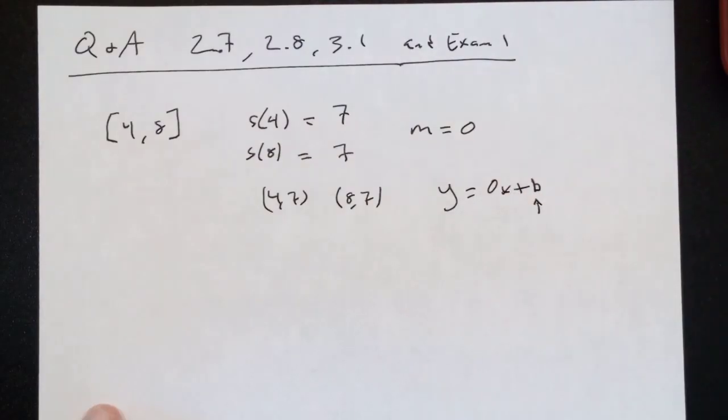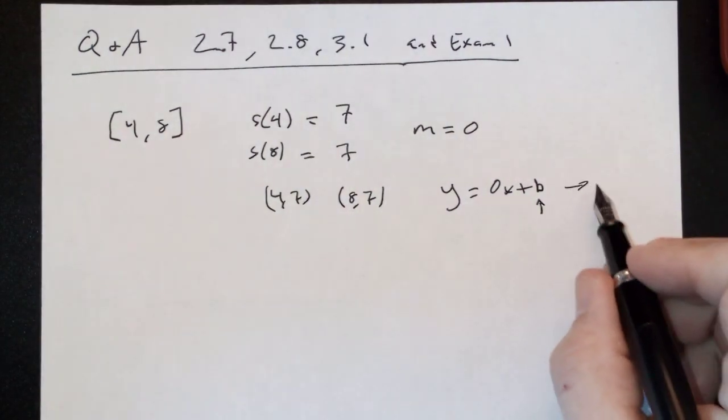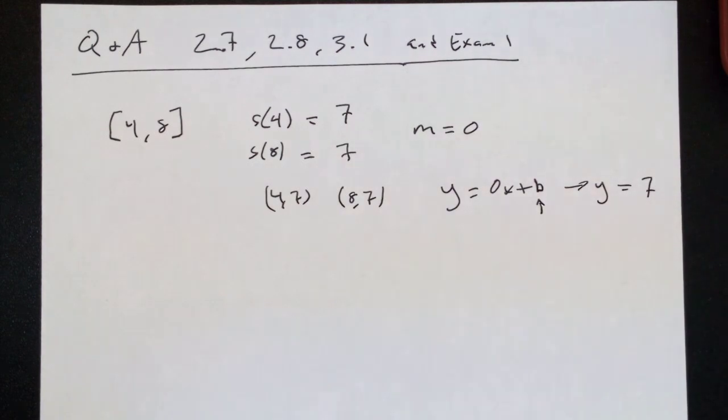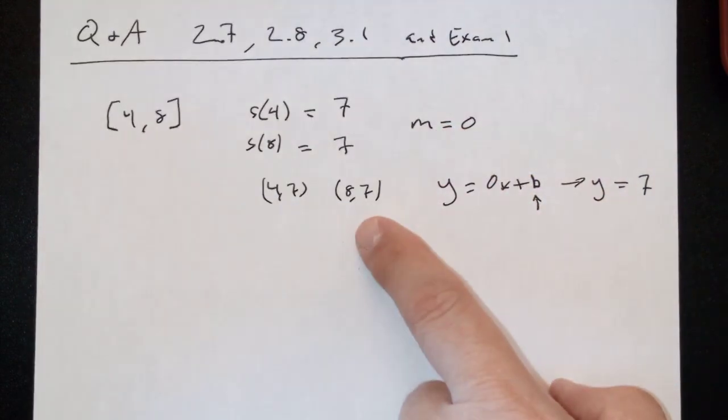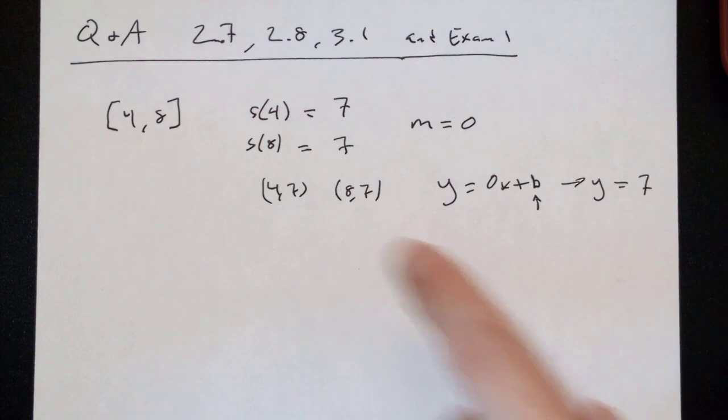All I have to do is solve for b. In this case, this is easy because this is a 0. I just get y equals 7. So I would graph that line as one of my secant lines. So really, I have to come up with an equation for each secant line from the slope I calculated and the point I'm going to use for all of them. Thank you. You're welcome. More questions?